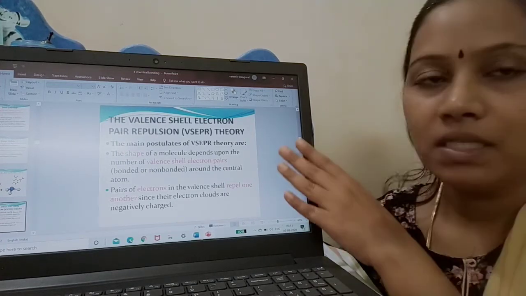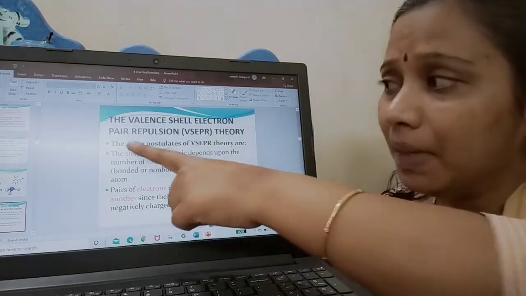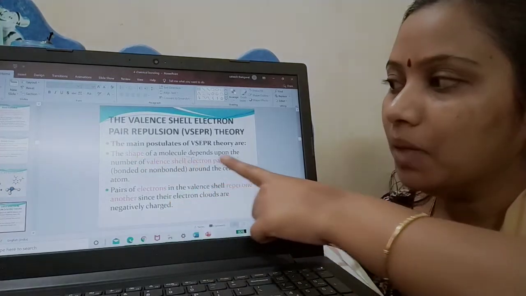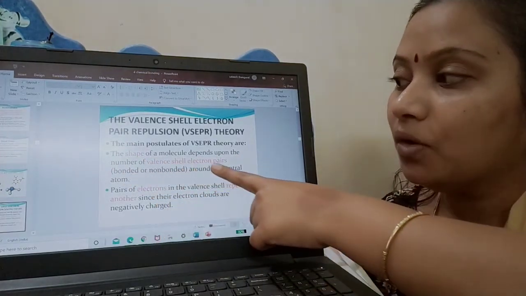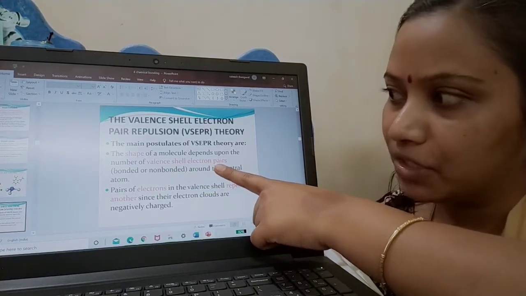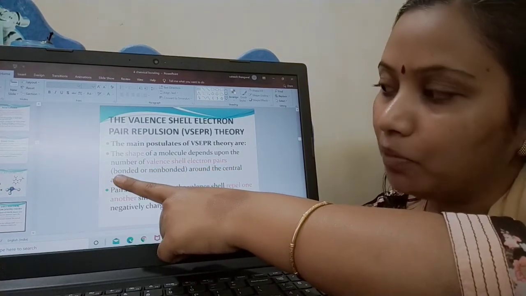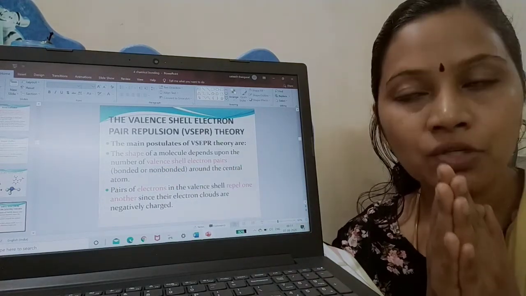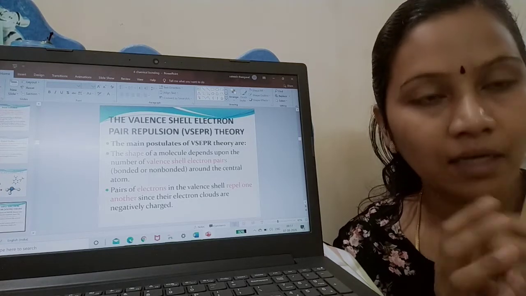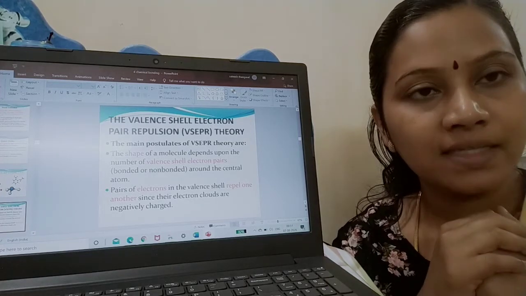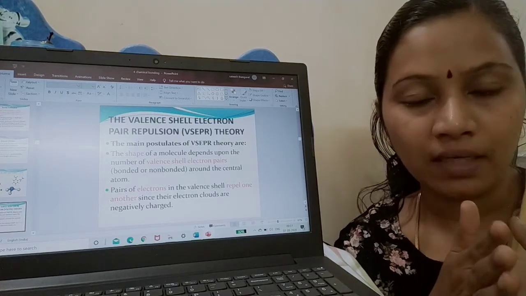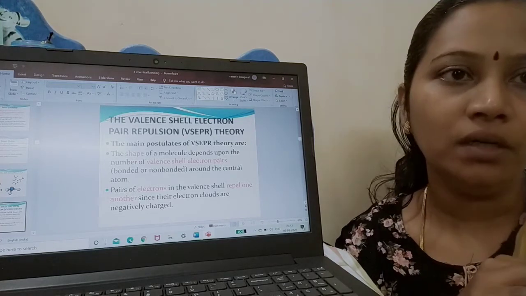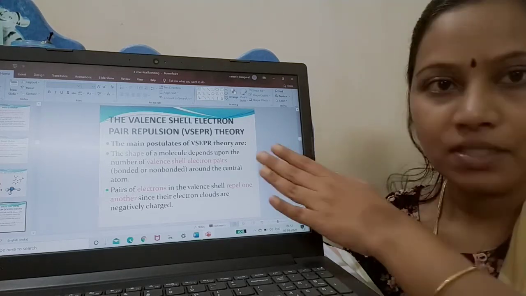Okay. Now what are the postulates of this theory? The main postulates of the theory are that you can determine the shape of a molecule. So here the shape of the molecule depends upon the number of electrons which are present in the valence shell. They can be bonded or non-bonded around the central atom. So when I want to predict or determine the molecular geometry of a particular atom or molecule, I should know the number of valence electrons present in the outermost shell. The electrons present in the valence shell can be non-bonded or bonded around the central atom. This is your first postulate.